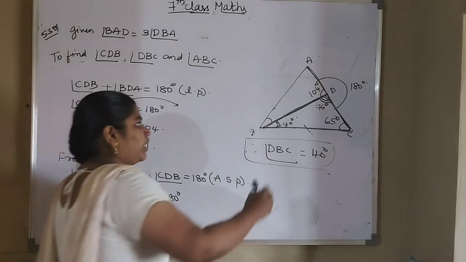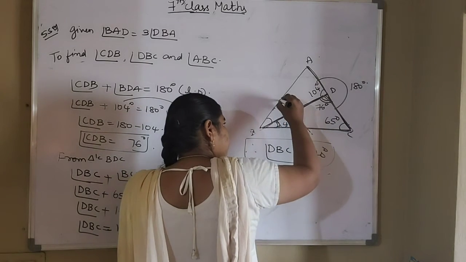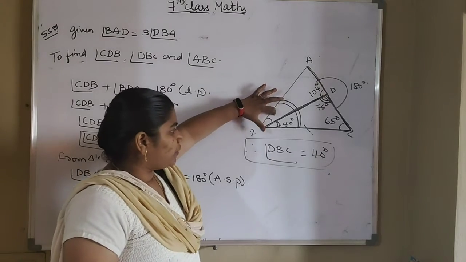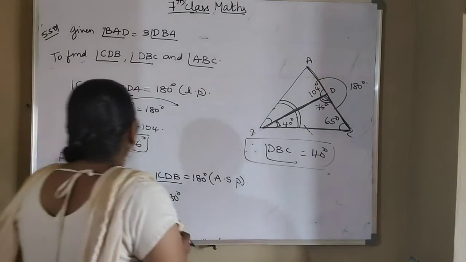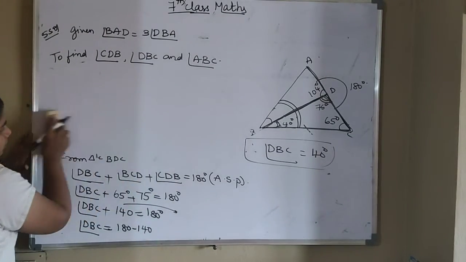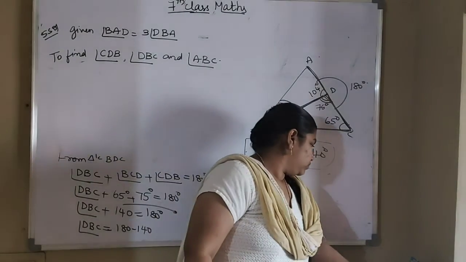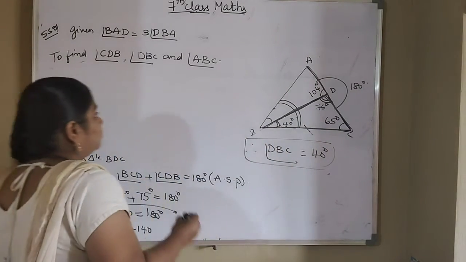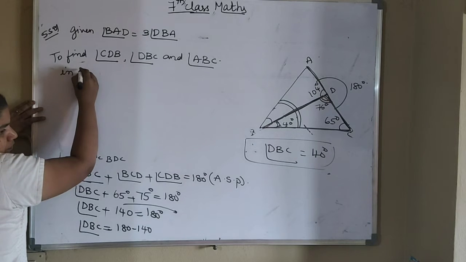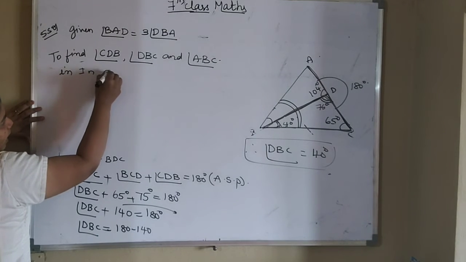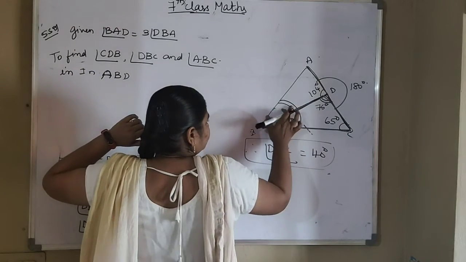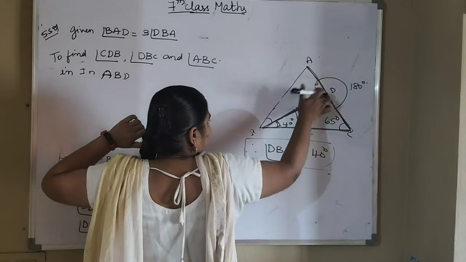Now what we have to find? We have to find the full B value. Before finding the full B value, first we have to find this part. So from now, in triangle ABD I am using this part. This triangle I am using.